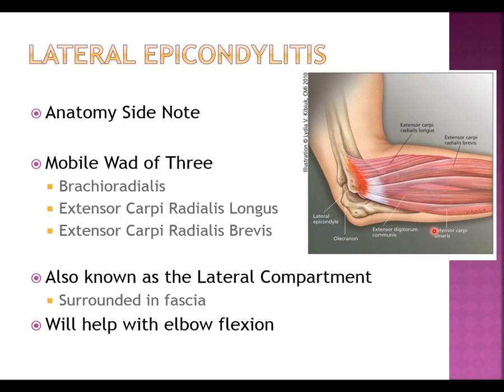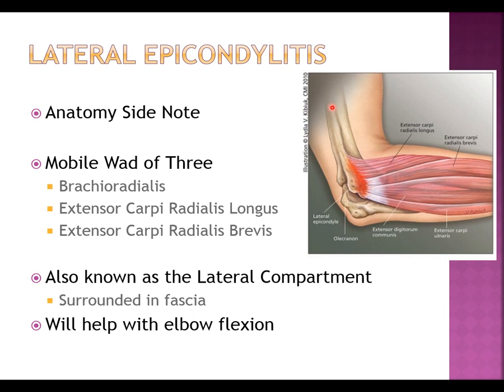So this is one of those compartments. It's also known as the lateral compartment. These 3 muscles are in their own compartment, and all three muscles are not only going to possibly help with the wrist, but they're also going to help with elbow flexion.